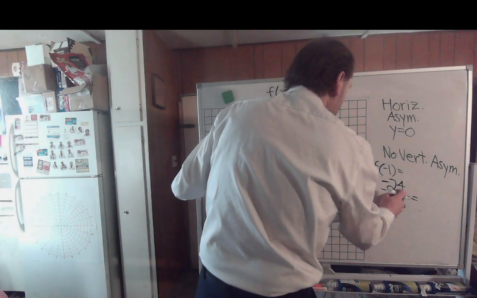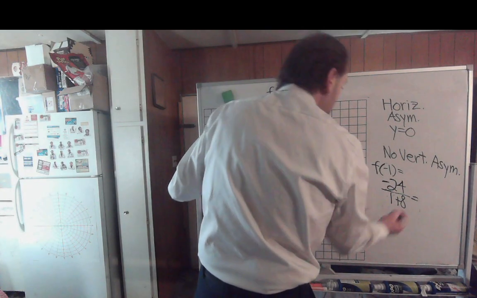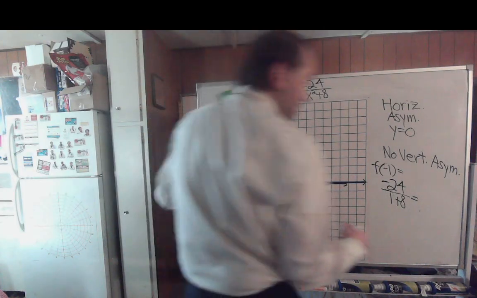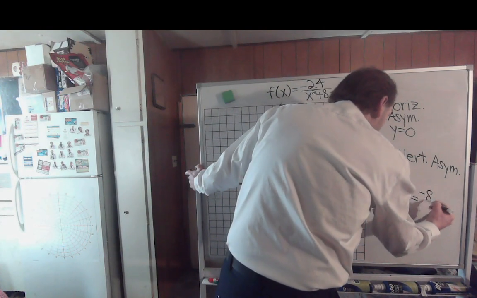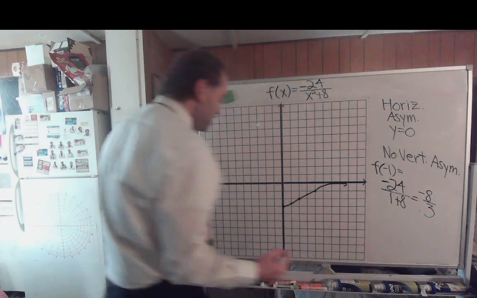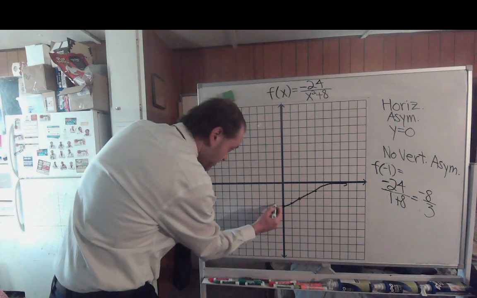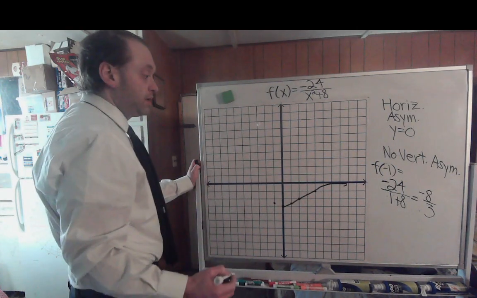Negative 1 squared is still 1. So negative 24 over 9, that'd be negative 8 thirds. You'd end up at negative 2 and 2 thirds for y when x is negative 1.